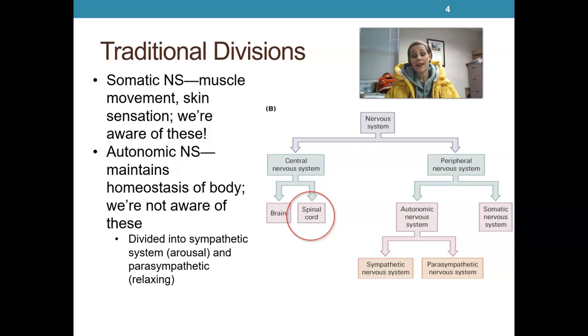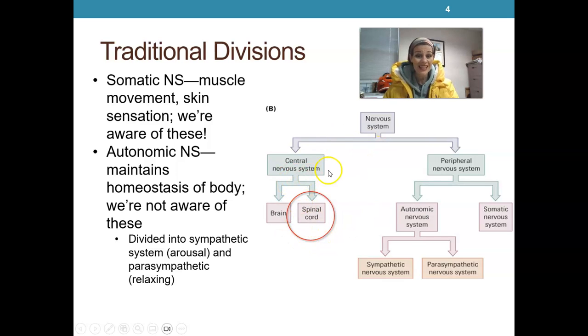We can then divide this into our sympathetic nervous system, which we'll talk more about today, which is to give our body the energy that it needs to deal with stressors or different types of challenges, and the parasympathetic nervous system, which is critical for returning us to that homeostatic state where we can be relaxed. And we'll talk more about its actions as well.